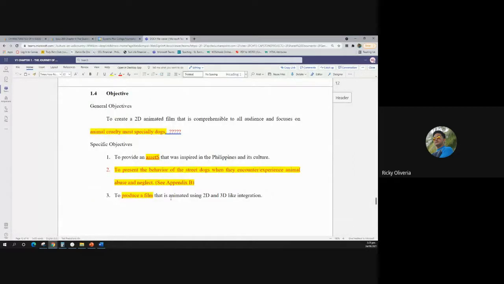Yan. Ito ang problema dito pala sa ginawa nilang objective. Marami akong pinakorrect. Marami akong correction sa kanila. No? So, sabi ko nga sa inyo, this is still work in progress. So, nilagay nila dito, general objective is to create 2D animated film, sabi nila. So, sabi ko, they are not creating film, they are creating short story. So, film and short story are different. So, sabi ko, do not use the word film.